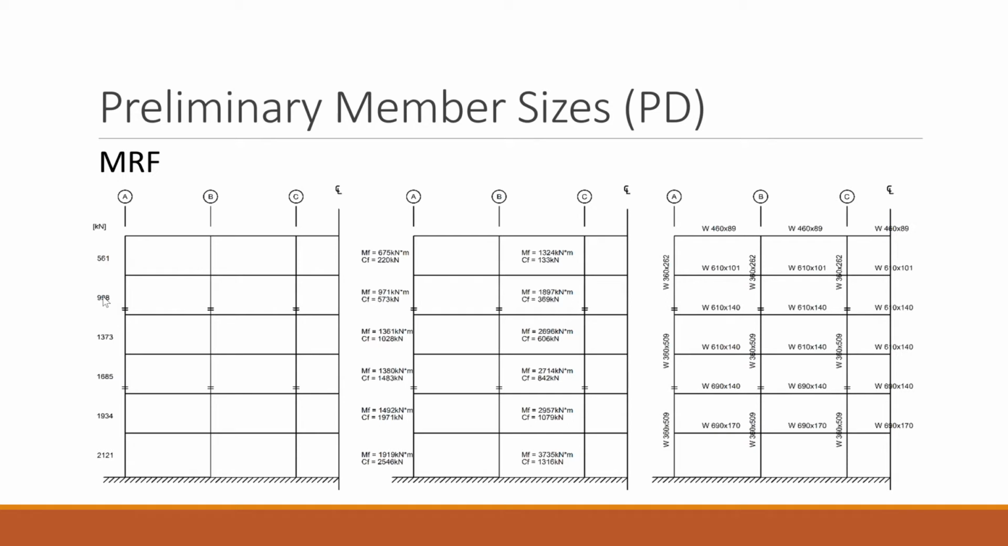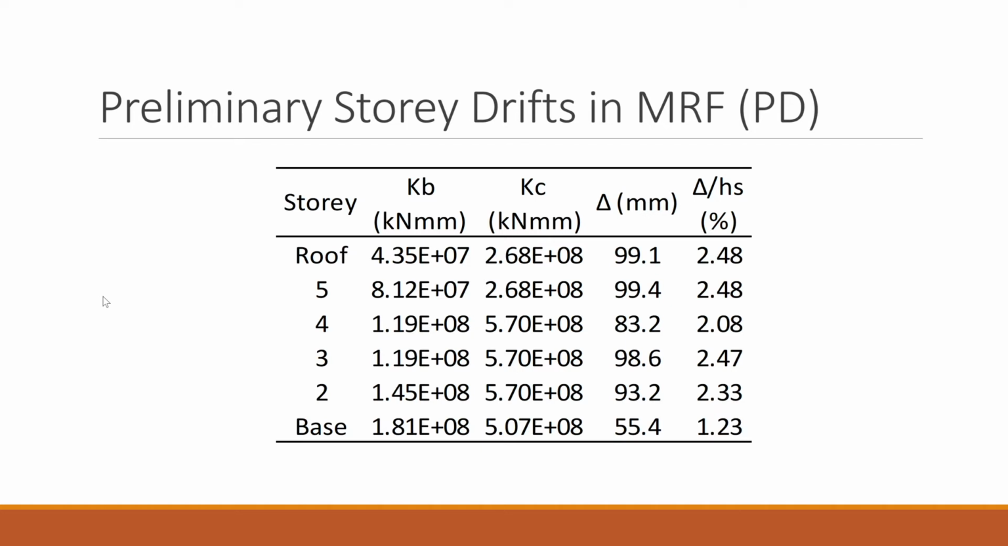In order to satisfy the service limit state, story drift was calculated for the MRF system. It was assumed that the lateral force was reduced by 20% with an additional factor to account for the accidental torsional effect. Other story drifts were designed to be under 2.5% of the story height.